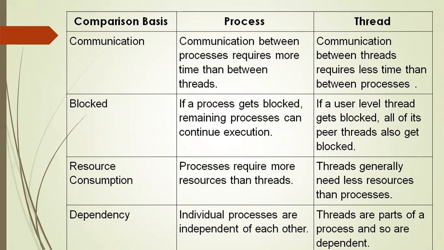Dependency: individual processes are independent of each other. The first process can have its own number of threads. The second process can have its own number of threads. The third process can have its own independent threads. Then processes P1 and P2 are independent, P2 and P3 are independent, whereas threads within a particular process are dependent on one another.